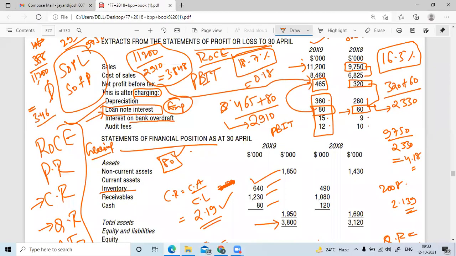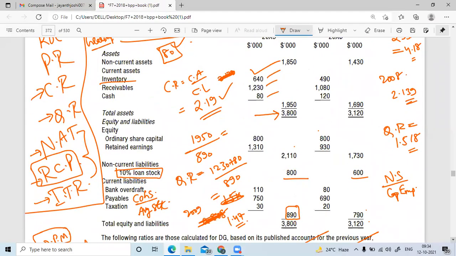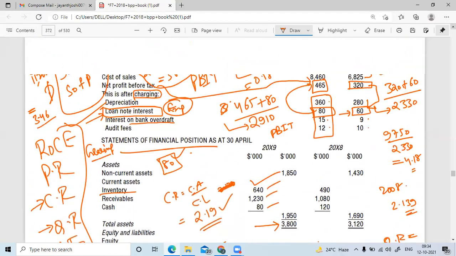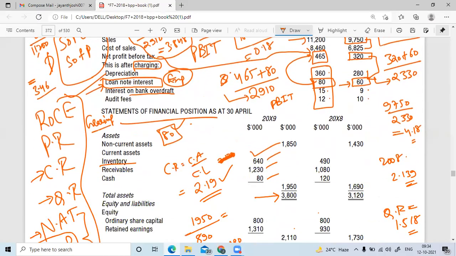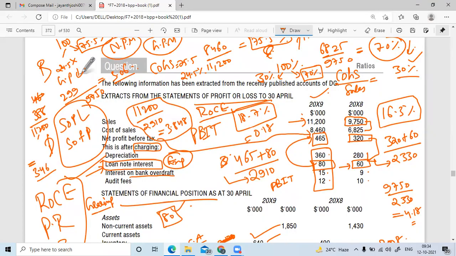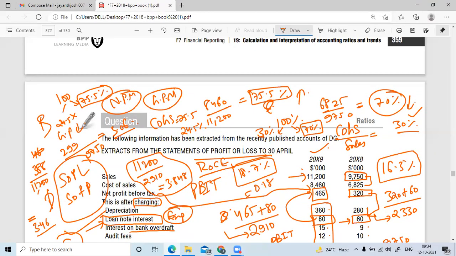Small correction, all of you. Loan note interest in this question is a liability: the company has issued some notes or bonds to the public and taken a loan from them, and for that they are paying 10% interest. So this is what they have given. We were doing PBIT and I explained that at the time also, but maybe I'm writing many things here, so I'm getting confused.